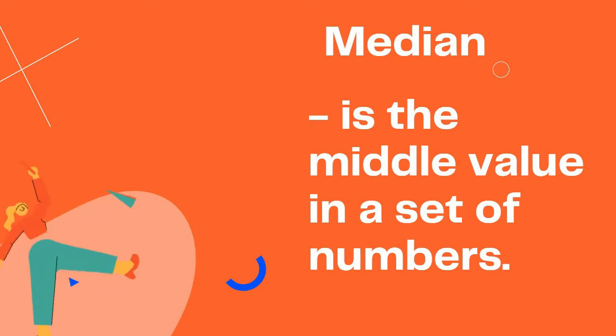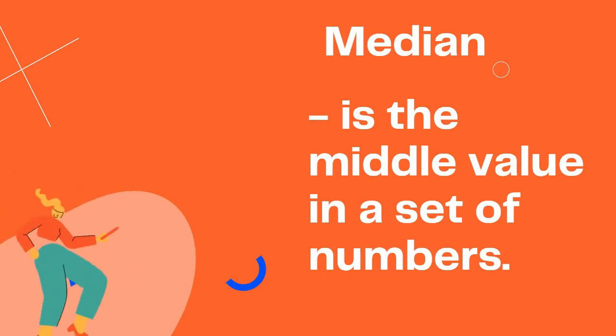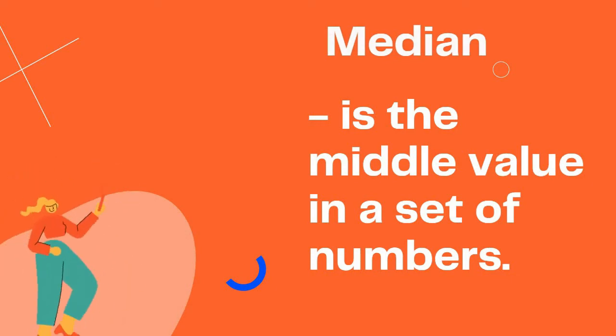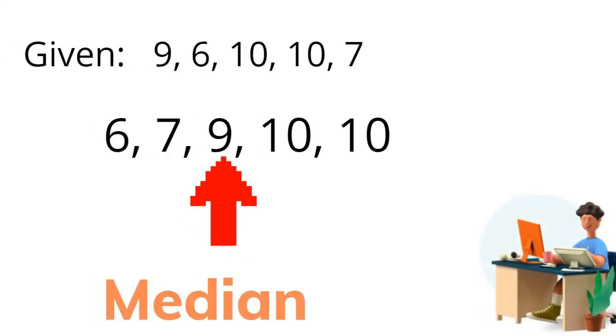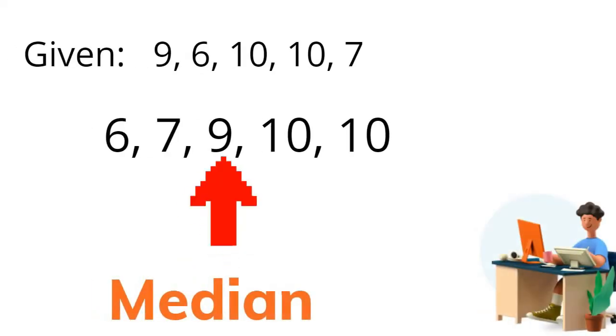Let us proceed to the median. Median is the middle value in a set of numbers. Example, given the list of numbers 9, 6, 10, 10, 7, first, you are going to arrange the data in ascending order, or from least to greatest. So in the given set, the first number will be 6, followed by 7, 9, 10, and 10. So the middlemost value is 9, and that is the median.